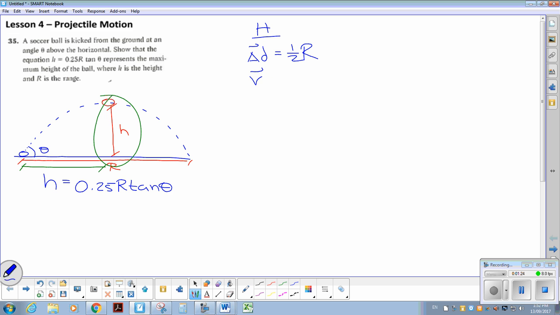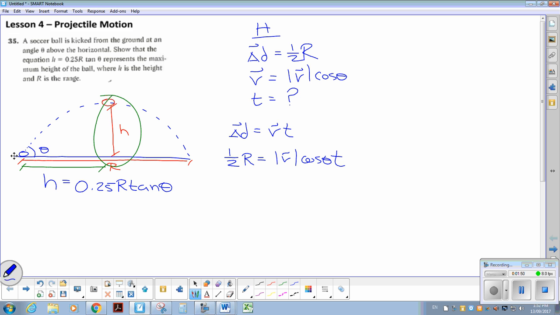Our velocity is going to be the magnitude with which we kicked it, cos theta, and our time is not known at this point. So the only equation for horizontal that we have is delta D equals VT. Substituting in what I have, 1/2 the range equals the magnitude of V cos theta T.